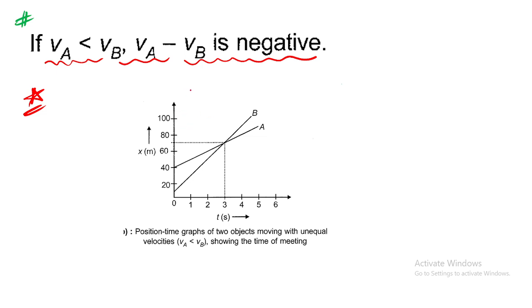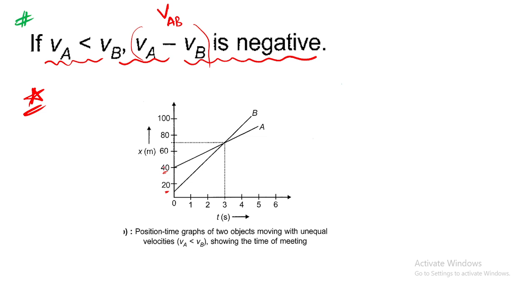Chill, bro. Okay, whatever. Now, what does this graph indicate, buddy? Can you just tell me? VA is less than VB, yes or no? And what happens here? VA minus VB is negative, which means the relative velocity of A with respect to B will be negative. But what is the meaning here? This graph is meeting somewhere, right? Will it meet or not? Yes, of course. Even though this is 40 and this is 20.